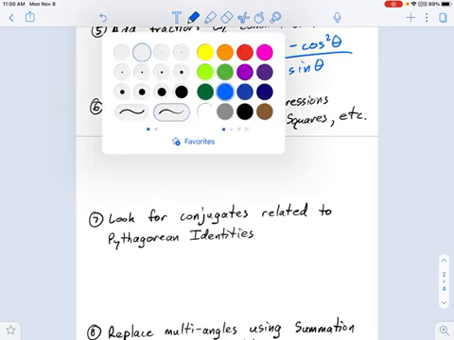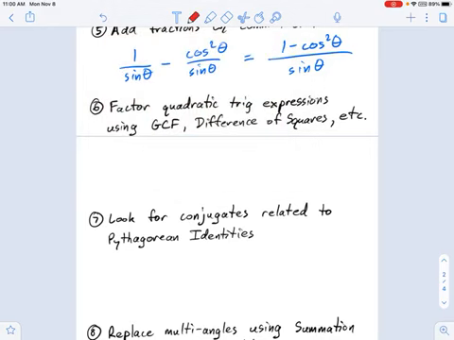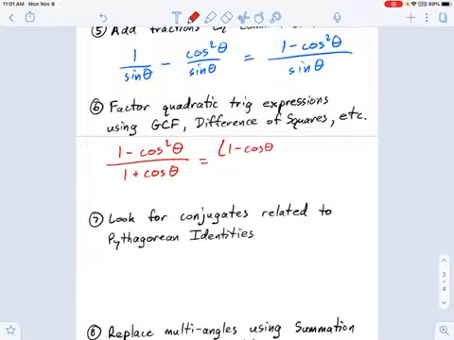Okay, if I give you something like 1 minus cosine squared of theta, and maybe you're not getting anywhere in the problem because you've got 1 minus cosine squared on top divided by 1 plus cosine, and you want to simplify this. Well, think about it this way: the top could be turned into 1 minus cosine theta times 1 plus cosine theta. Okay, that's a difference of squares. On the bottom, you still have that 1 plus cosine of theta.